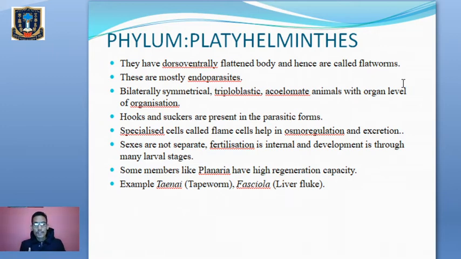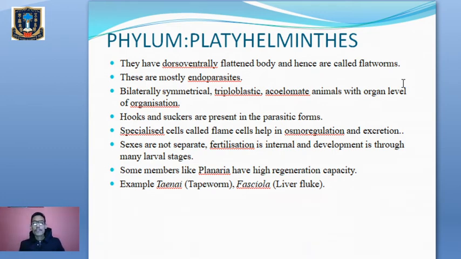Third point, they are bilaterally symmetrical, they are triploblastic, they are acoelomate, they don't bear a body cavity, and they have organ level of organization. Remember these things. Since they are endoparasites, suckers and hooks are present in the parasitic forms. Hooks are mainly to anchor within the body of the host, and suckers mainly to draw nourishment from the host. So hooks and suckers are mainly present in the parasitic forms.